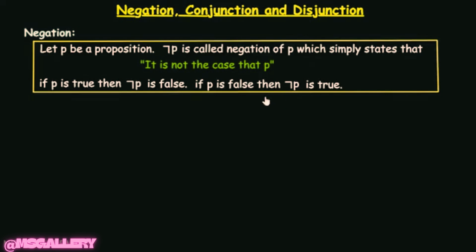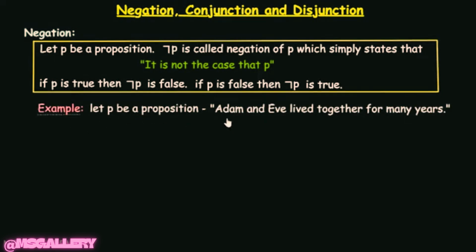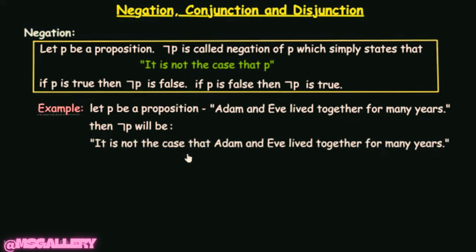Let's consider one example. Let P be a proposition: Adam and Eve lived together for many years. Then how would not P look? It is not the case that Adam and Eve lived together for many years. As I already told you, that is what a negation really means. When we try to negate the particular proposition that is represented by P, we simply state that it is not the case that P. Here also we are negating this particular proposition, Adam and Eve lived together for many years, and the result of negation would be it is not the case that Adam and Eve lived together for many years.